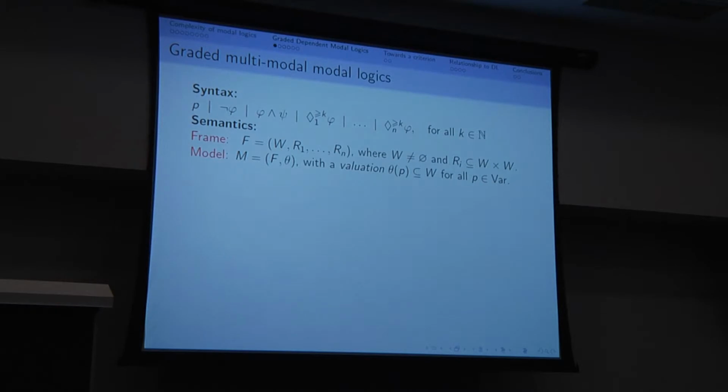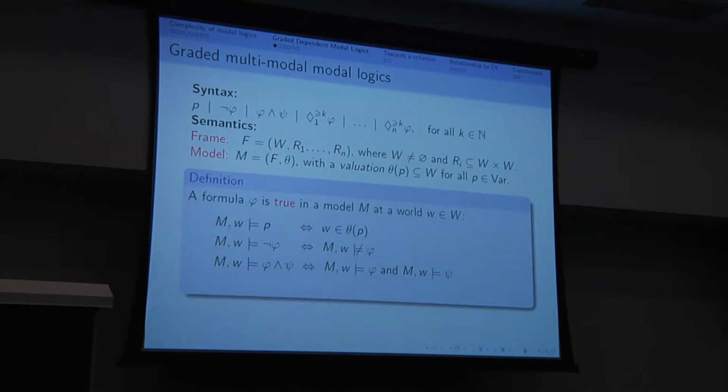Now we define, as usual, the notion of truth of a modal formula in a given world W of a given model M. The first three clauses are standard, and the last one, you have already seen, with a minor change, so we have a subscript I here and here. Right? And again, a standard notion, a modal formula is true in the whole model if it is true in all worlds of that model. So this is a graded multimodal language.